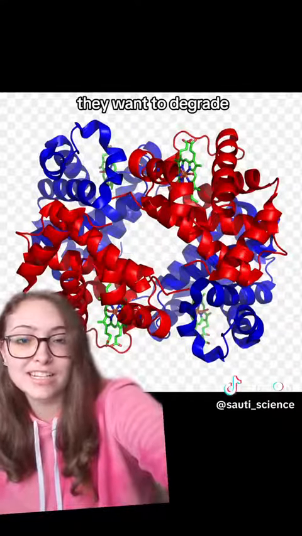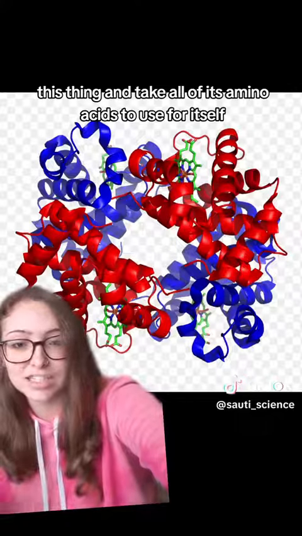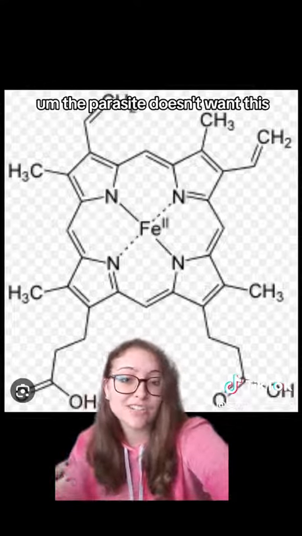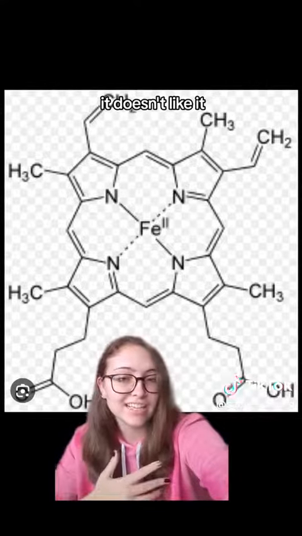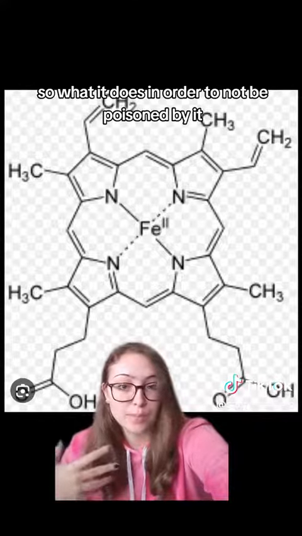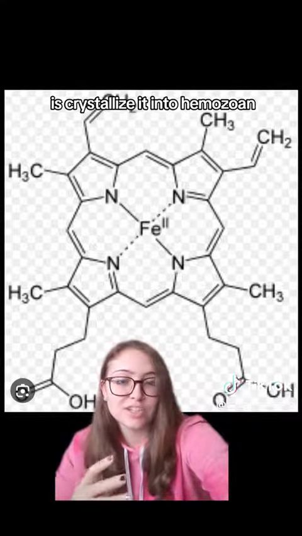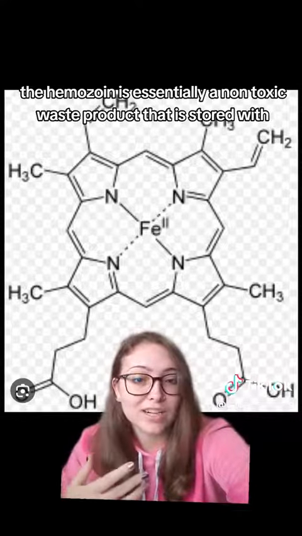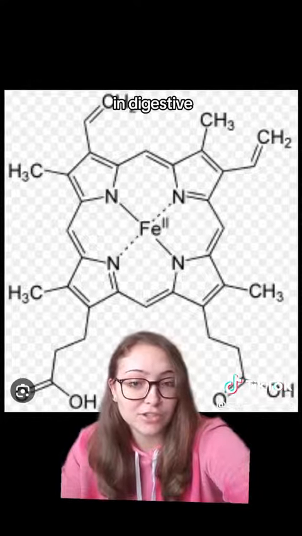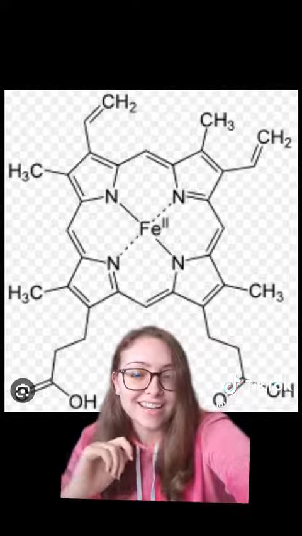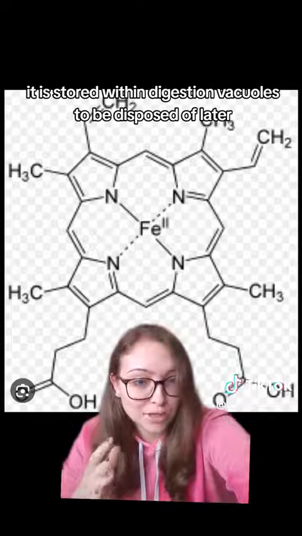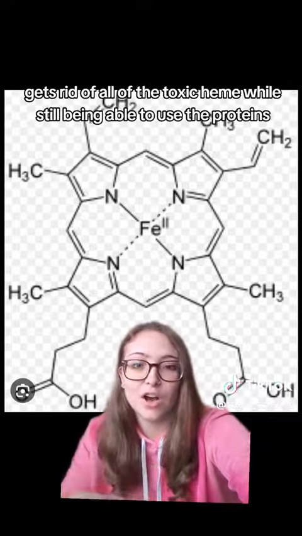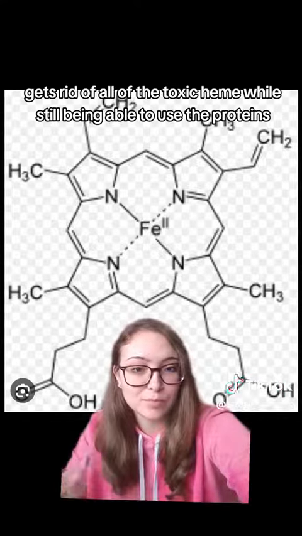They want to degrade this thing and take all of its amino acids to use for itself, but they don't want the heme. So this is the heme group. The parasite doesn't want this, it can't use it, it doesn't like it. So what it does in order to not be poisoned by it is crystallize it into hemozoin. The hemozoin is essentially a non-toxic waste product that is stored within digestion vacuoles to be disposed of later. So the parasite gets rid of all of the toxic heme while still being able to use the proteins.